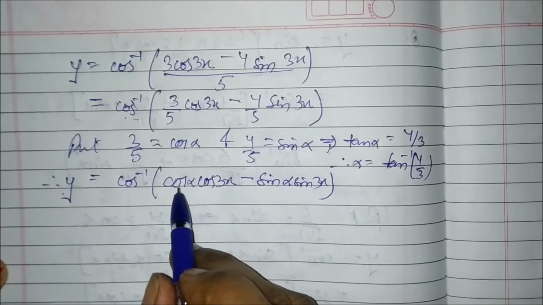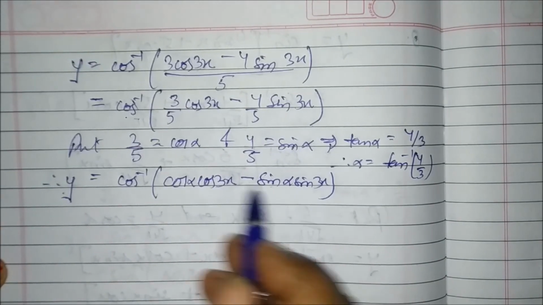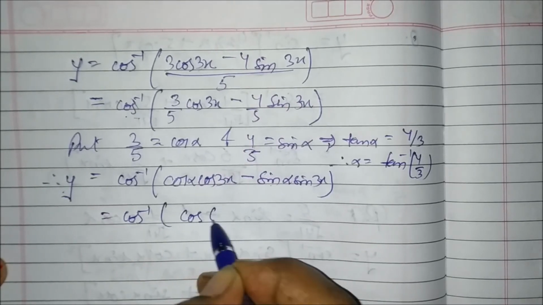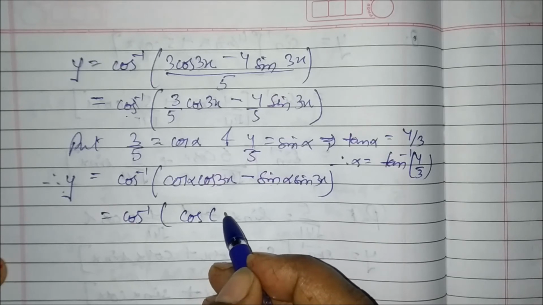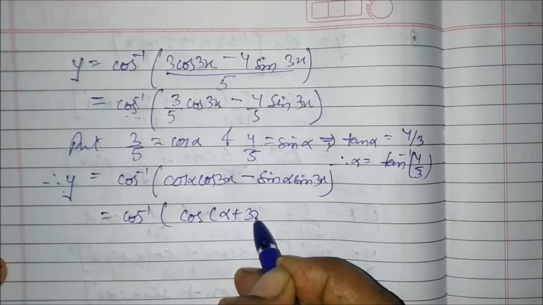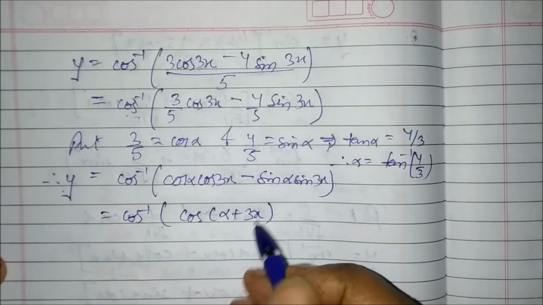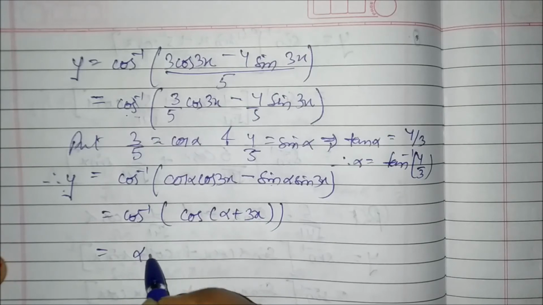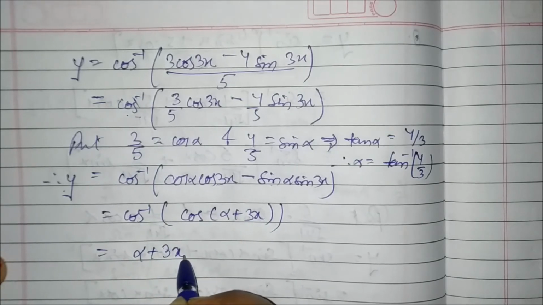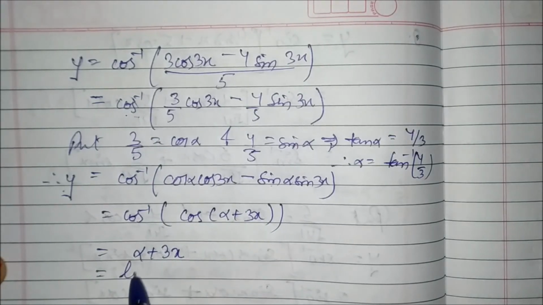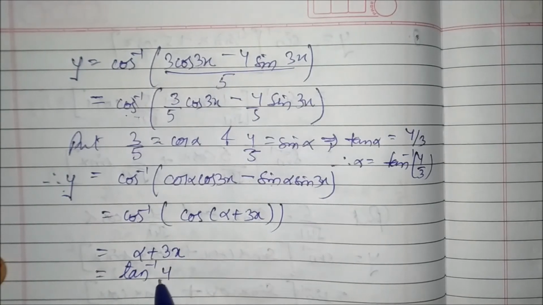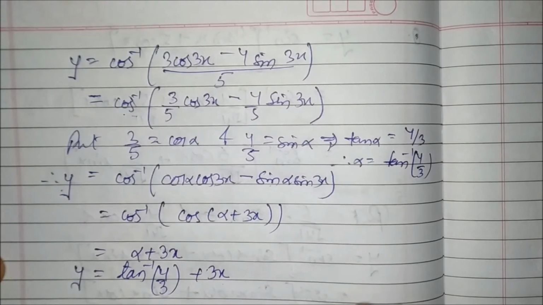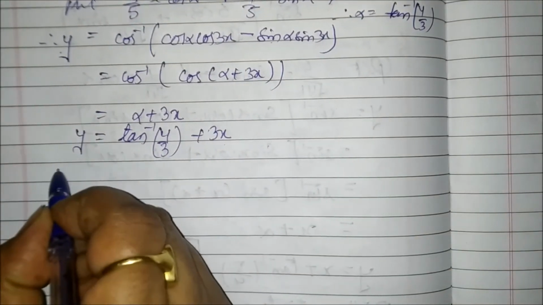Now this is cos A cos B minus sin A sin B. So it is the formula of cos(A plus B), cos(alpha plus 3x). Now cos inverse and cos will be dissolved and we get alpha plus 3x. Now replacing alpha, we get tan inverse 4 by 3 plus 3x. So this is the function and we need to differentiate this function.